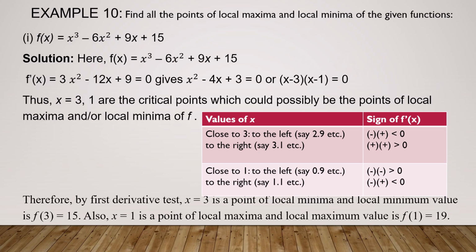And when you put x is equal to 1 in your function f(x), the maximum value of the function, f of 1, is 19. So by the first derivative test, x is equal to 3 is a point of local minima with the local minimum value f of 3 equal to 15, and x is equal to 1 is a point of local maxima with local maximum value f of 1 equal to 19.